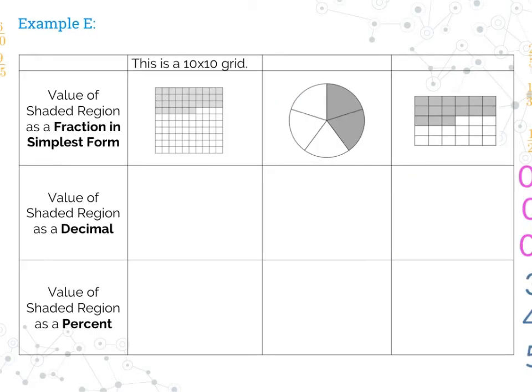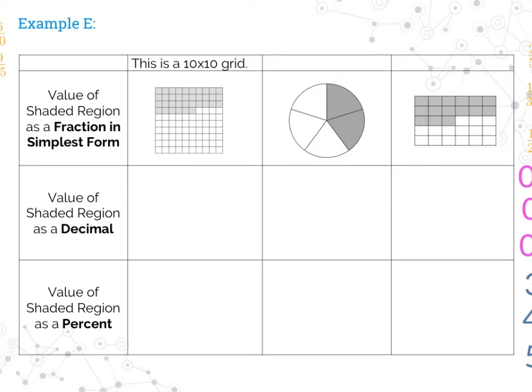So here we are at the last one, example E, and it's giving me 3 pictures of shaded regions. It says the value of the shaded region as a fraction in simplest form, as a decimal, and as a percent. So we're going to take these 3 pictures, and we're going to be putting them in fraction, decimal, and percent. So I'm going to start with the first one on the left, and I've got a 10 by 10 grid.